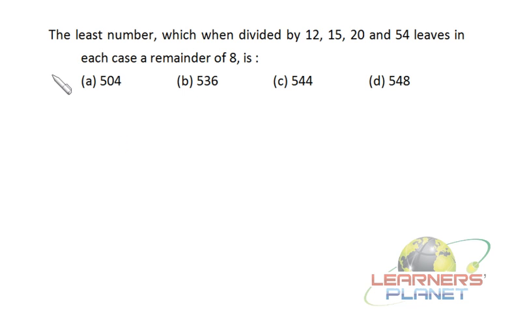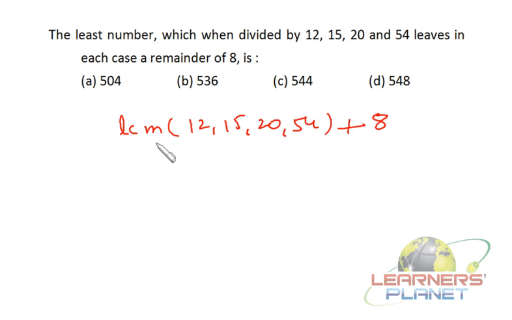Now let's see this problem. The least number which when divided by 12, 15, 20 and 54 leaves in each case a remainder of 8. Okay, that means we have to find out the LCM of 12, 15, 20 and 54. Then we have to add 8 to this LCM. So this will be our final answer. But let's go by elimination of options.